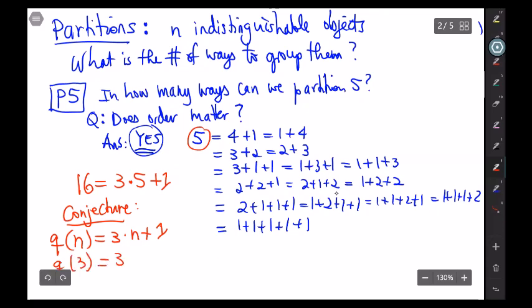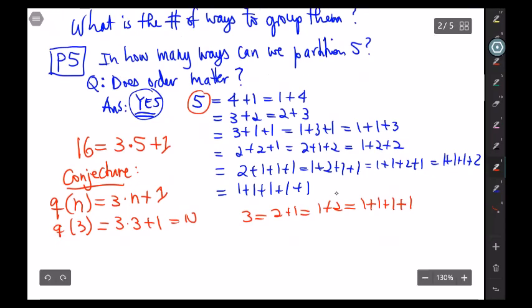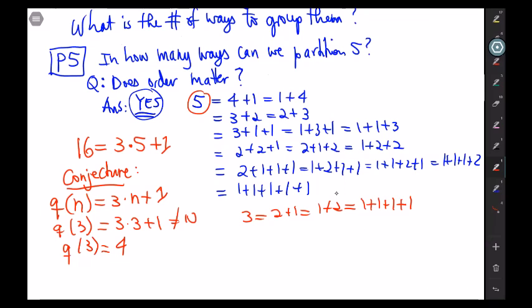Q of 3 apparently is supposed to be 10. And sure enough, if I were to do the same action for 3, 3 can be written as 3, or as 2 plus 1, or as 1 plus 2, or as 1 plus 1 plus 1. That's it. 4 ways, it seems, is the correct answer. So Q sub 3 is not equal to 10. Indeed, we need to find another formula which will, oh wait, did I mess up? Oh, sorry, there's an extra one.